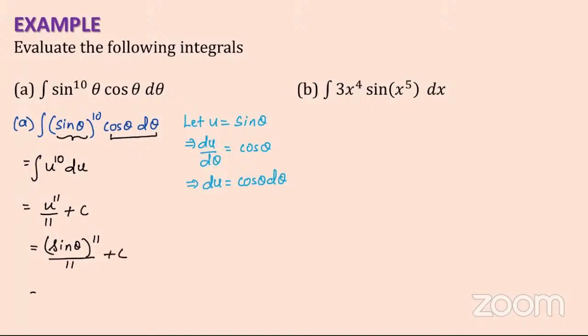We can write it like this. Dividing by 11 is the same as multiplying by 1 over 11. Then sine theta raised to 11 is sine raised to 11 theta, that is how we write the trig function, then plus C. So we get 1 over 11 sine raised to 11 theta plus C as the integral for that function. If you have any question on that, let me know.